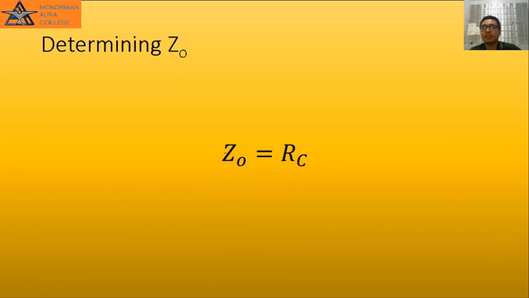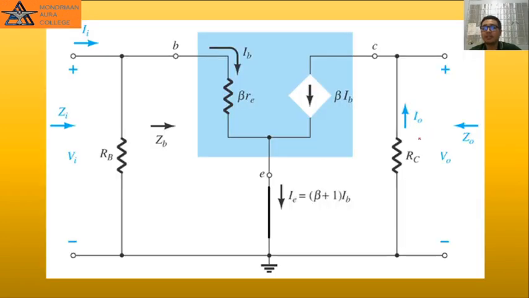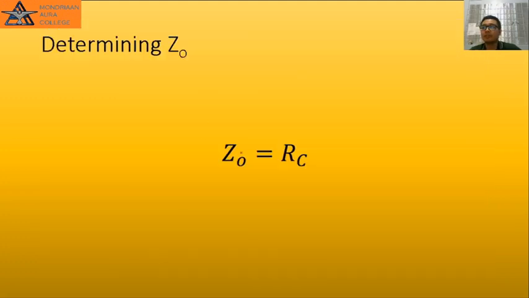Alright. Next, we're going to determine the output impedance R sub C. This is the same with unbypassed, no? Kasi susukatin natin on this side yung ating output impedance. Ano lang bang nakikita natin dito? Hindi ba't yung R sub C lang? Alright? That's why Z sub O is equal to R sub C.